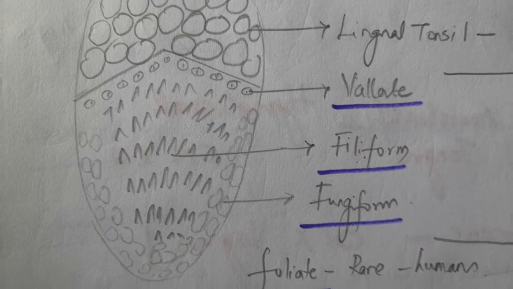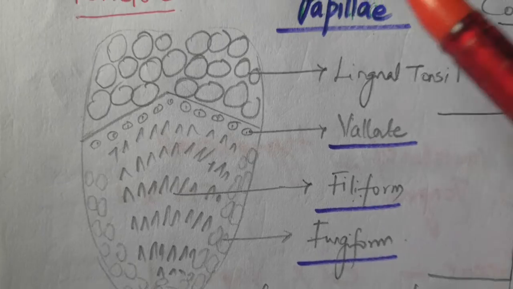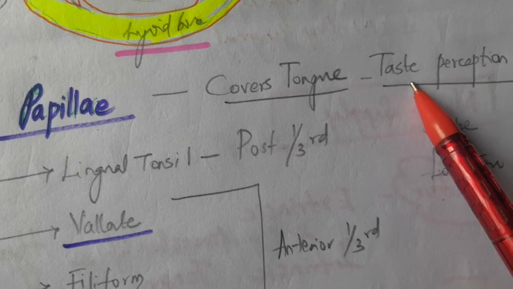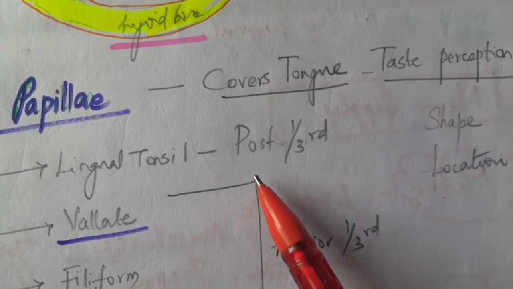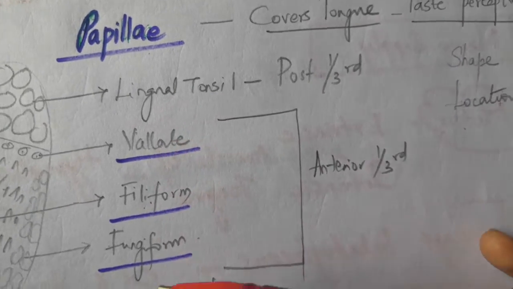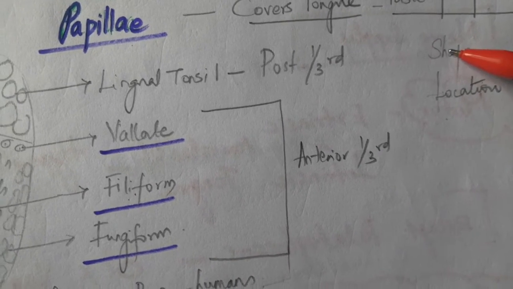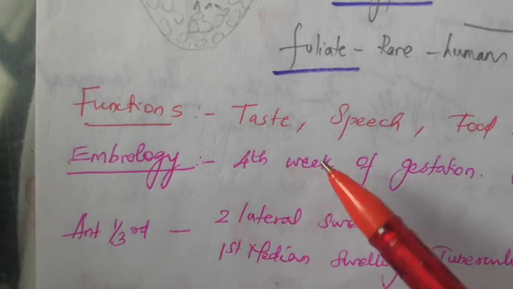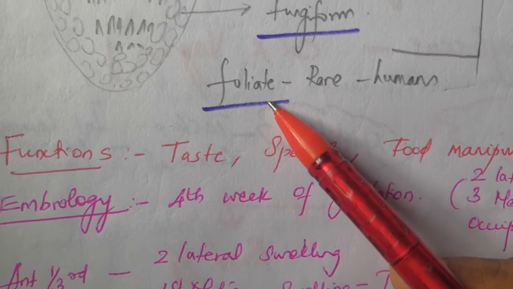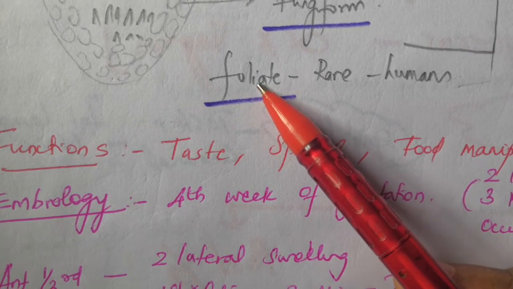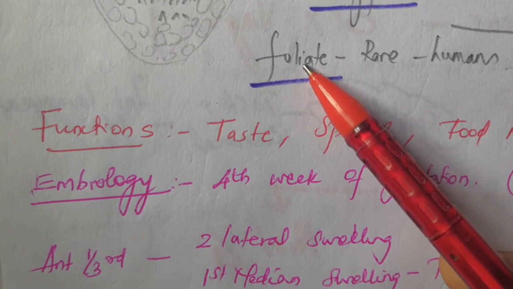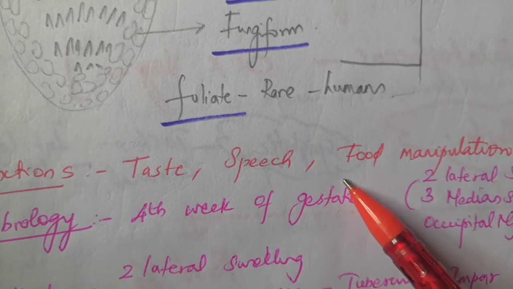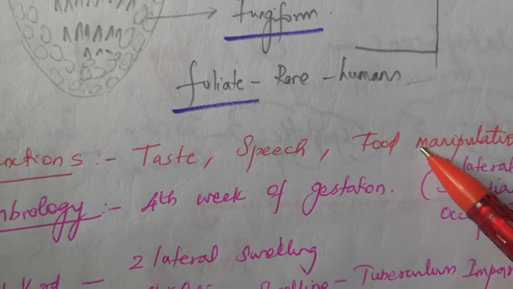So remember this. Then what is the use of these papillae? They cover the whole tongue, and they are also useful in taste perception. Mostly the name is based on the shape, and you have to remember the location of each papilla. Then there is also one more papilla which is vestigial in humans, that is the foliate papilla, very rare in humans. What are the functions? The functions are taste, speech, and food manipulation. These are the three main functions of the tongue.